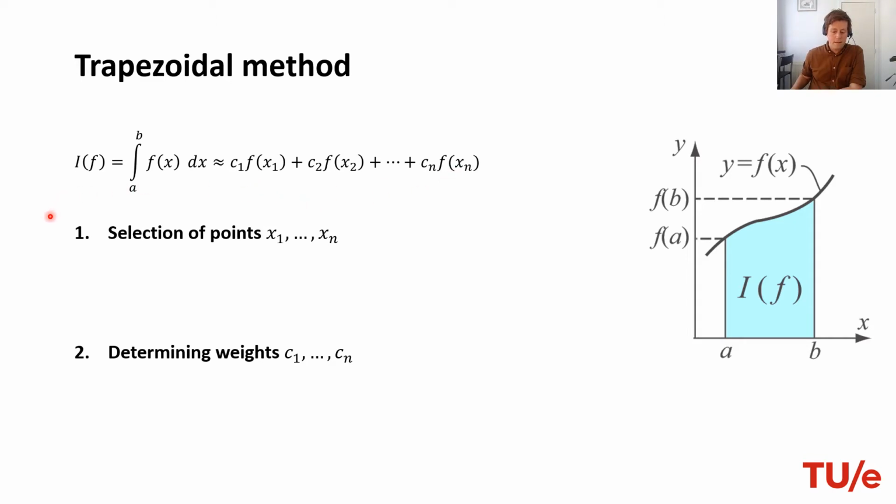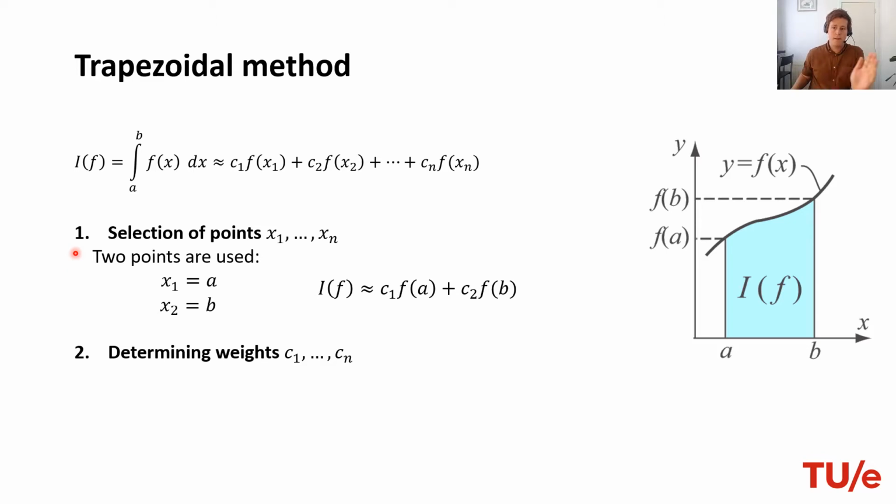Then we can see how the trapezoidal method works by first investigating which evaluation points are selected here, and how these weights are determined. First looking at the points: for the midpoint and rectangle method, we used 1 point, and here we will use 2 points. Those points are the endpoints of the integration interval, a and b. So the trapezoidal method is a closed integration method.